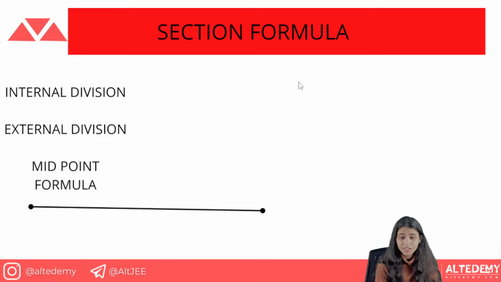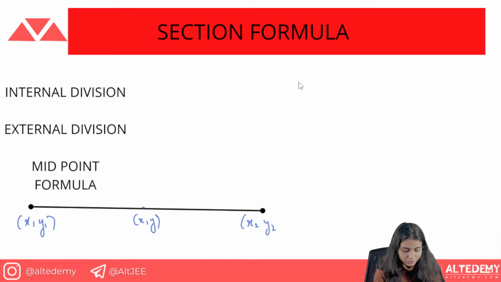So now here not only will I tell you the formula, but also the visuality, how the section is divided internally and how it is divided externally. Okay, so now let me give you an example. This is the line. So this is the point that is x comma y here, and obviously this is going to be the point x1 y1. This is the point x2 y2.